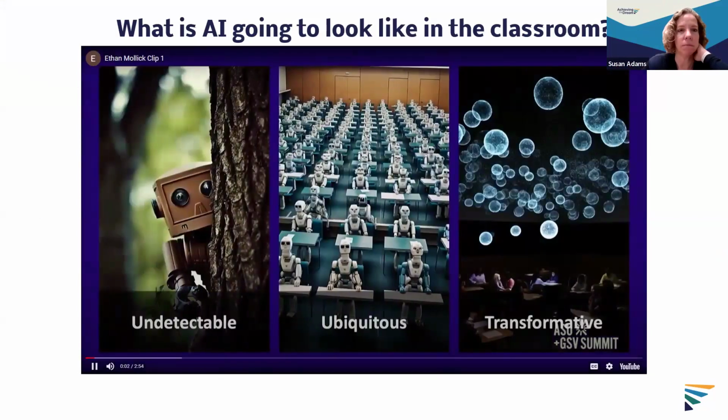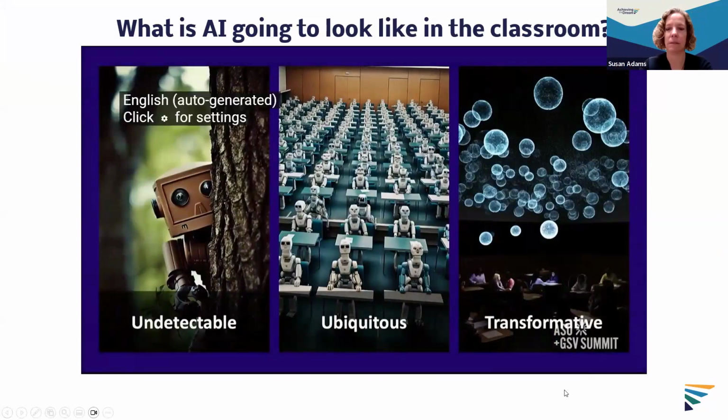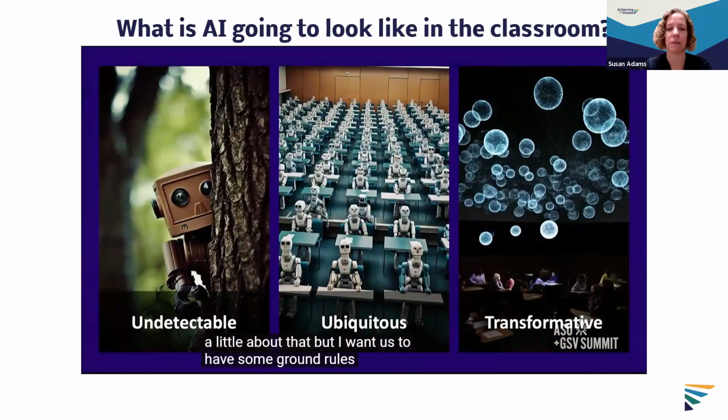So among many things that I've been experimenting with AI, I've been requiring it in the class. I want to talk to you a little about that. But I want us to have some ground rules about what I think AI is going to look like in classrooms in the near future. And so the answer is it's going to be undetectable, ubiquitous, and transformative.